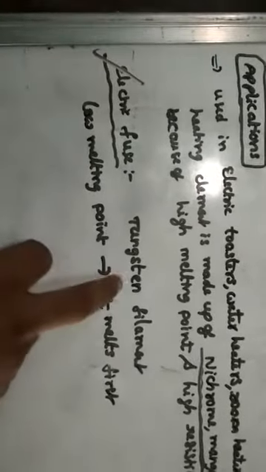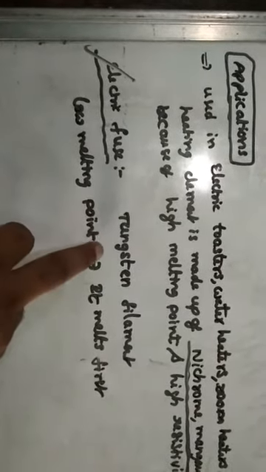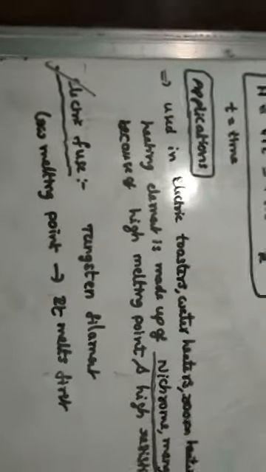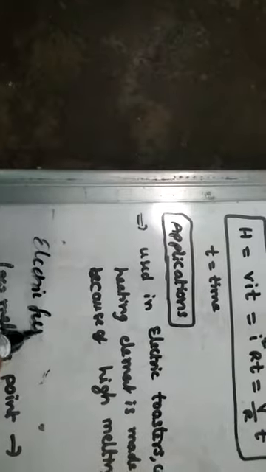Next, one more side heading, see the notebook. Electric fuse. What is meant by this electric fuse? Tungsten filament is the material used to prepare the filament. Electric fuse is different from the filament, these are different actually. Check it carefully, electric fuse. In our houses also we are using electric fuse.